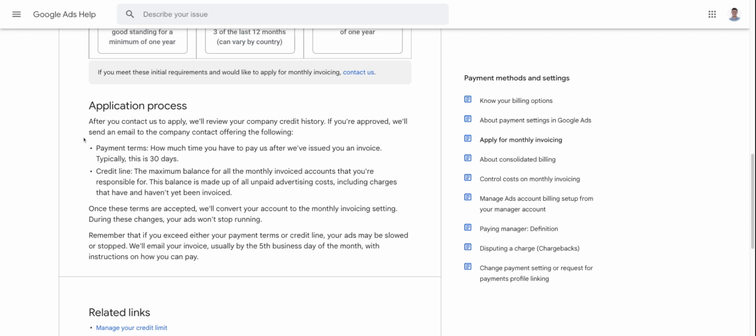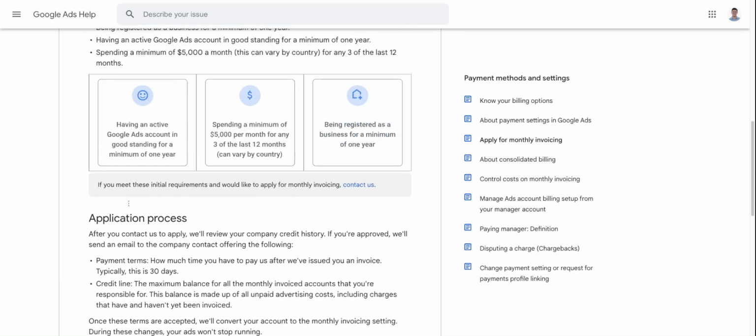Google will go and review your credit history. They give you your payment terms, and they give you your maximum credit line as well. Basically, if you move to invoicing and you don't pay on time as per the terms, you're going to have a bad time, because Google's going to crack down on your advertising, just like they do if you don't pay your credit card bill. But yeah, I can totally understand their perspective on this.